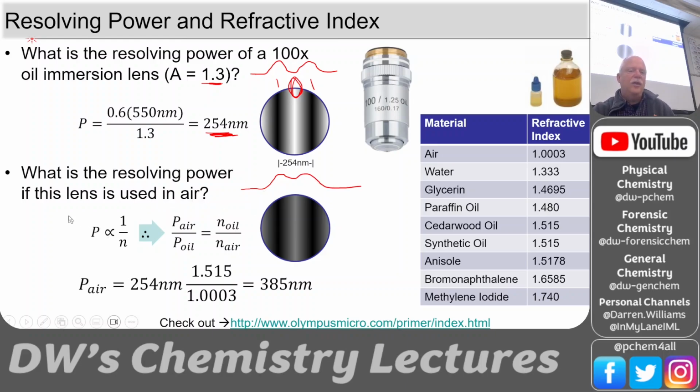Now we have a lot of choices in terms of the refractive indices of these oils here. So look at these different substances over here. Air, okay, I was off by one zero. It's 1.0003. Told you it was very small for air. But then look at water, 1.3. Then we have glycerin, paraffin oil, cedar wood, synthetic oil, and all of that.